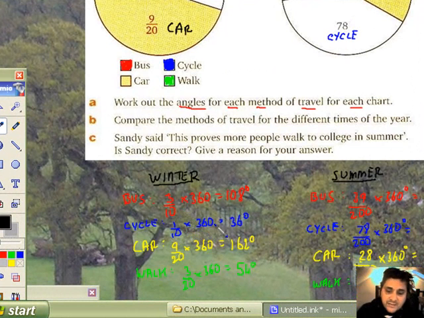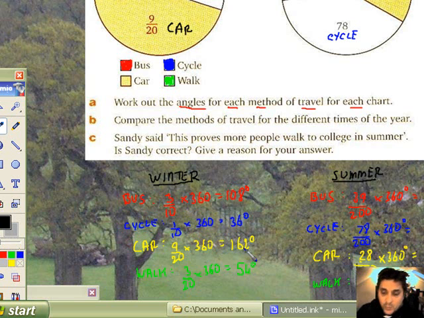So here we go. A tenth of 360 is 36. By car, we've got 9/20ths of 360, which comes out to be 162 degrees. And finally, those who walk, the 3/20ths will be 3/20ths of 360, giving us 54 degrees. Alright, so we know these all add up to 360, and it represents 200 students.